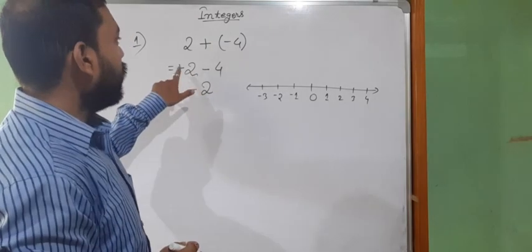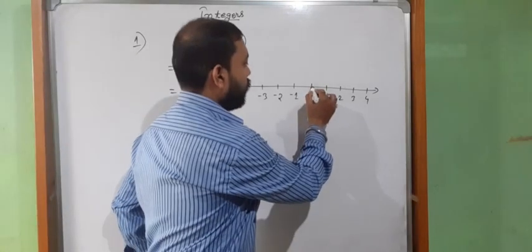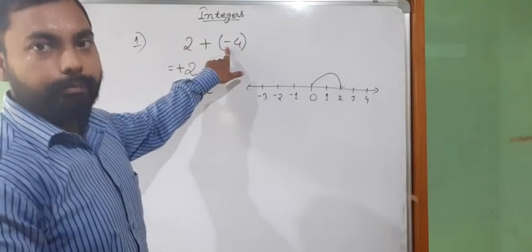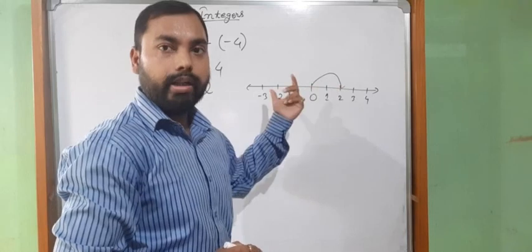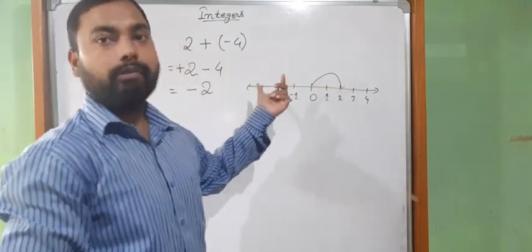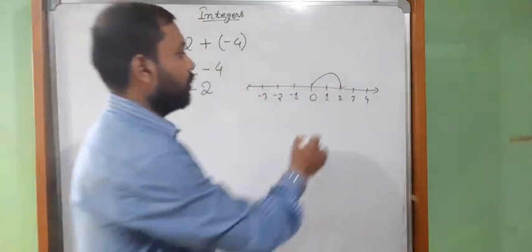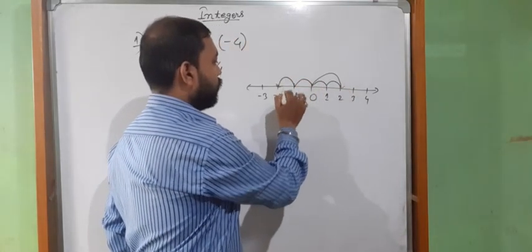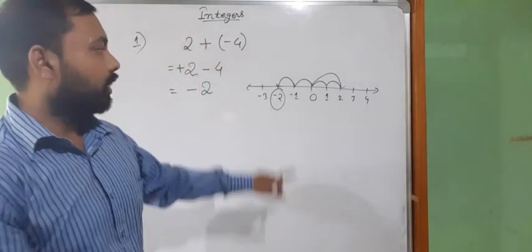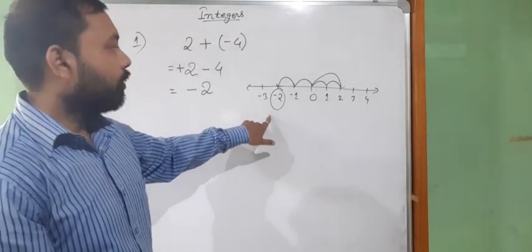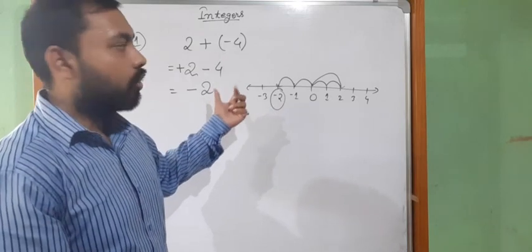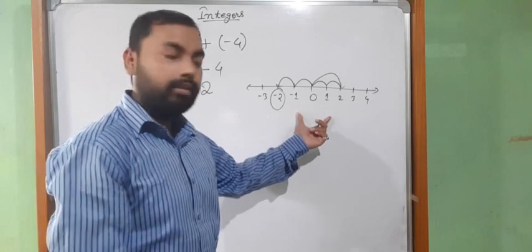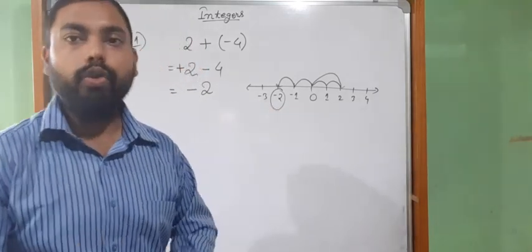If needed I can extend it. Now first it is 2, so from 0 we have reached 2. Then it is minus 4, that means we have to move in the backward direction, 4 steps backward. So 1 step, 2 step, 3 step, 4 step. So we have reached minus 2. Now it is sure that both answers are the same. When I used the formula, the answer is minus 2. When I used the number line, the answer is also minus 2. So it will be the same only.